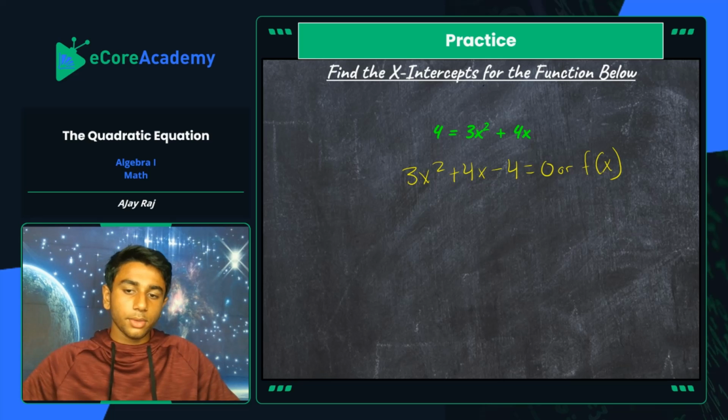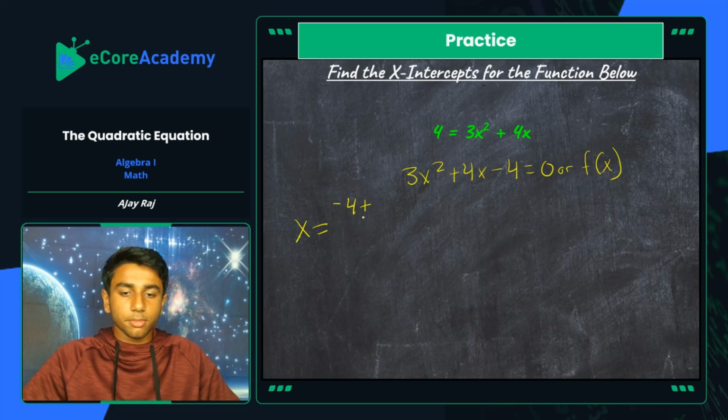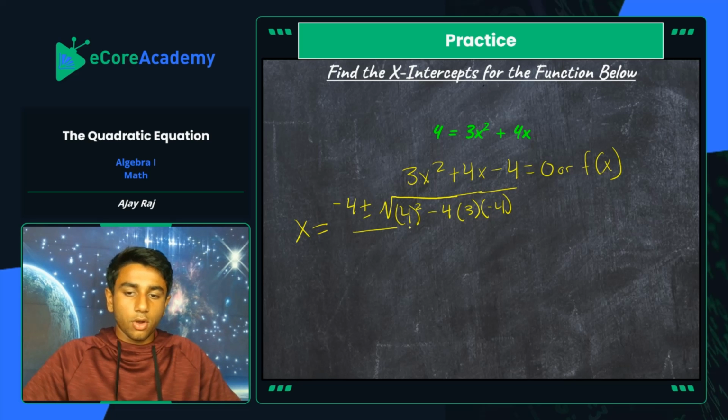Now, since we've done that, we have it in standard form. We can plug these values into our equation. So we get that x equals negative b is going to be our first term, so negative b is negative 4, plus or minus the square root of b squared minus 4ac, so 4 squared minus 4 times 3a times negative 4, which is our c, all over the value of 2a, which is 2 times 3.